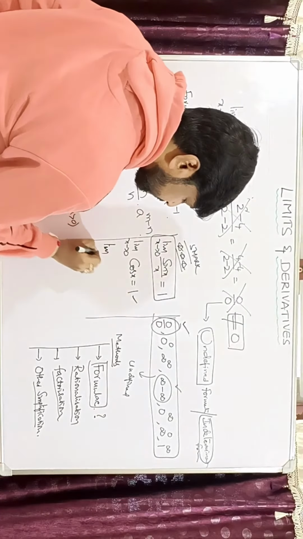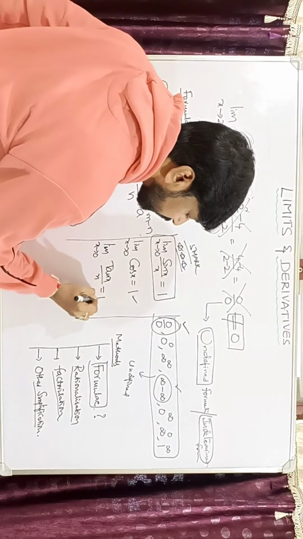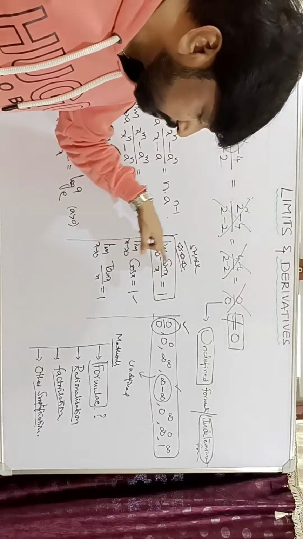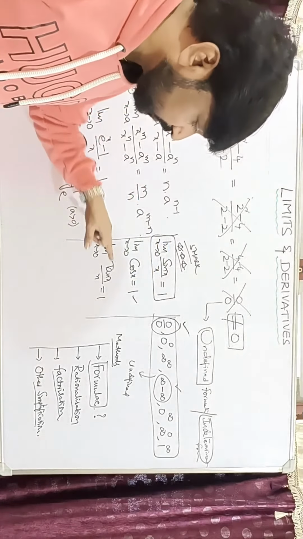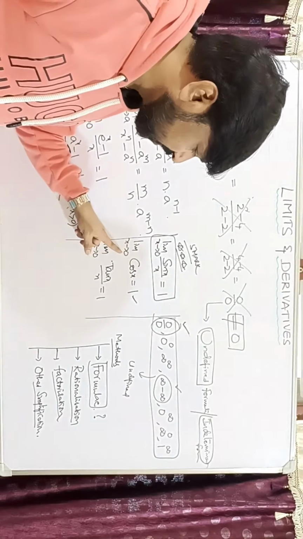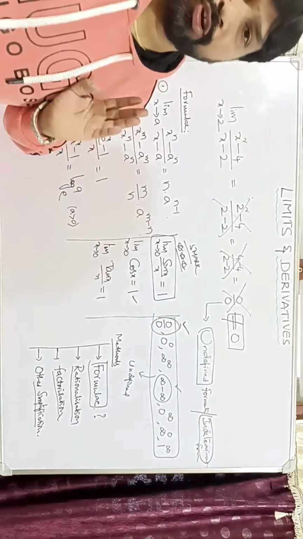Coming to the next, limit x tends to 0, tan x by x is equals to 1. These two are similar kinds of formulas: limit x tends to 0, sin x by x is equals to 1, and limit x tends to 0, tan x by x is equals to 1. This is easy only. Limit x tends to 0, cos x: if you replace x as 0, cos 0 is nothing but 1. Like that you get the formula.